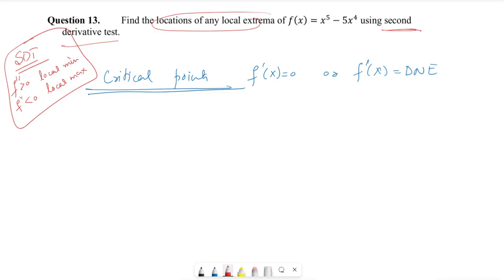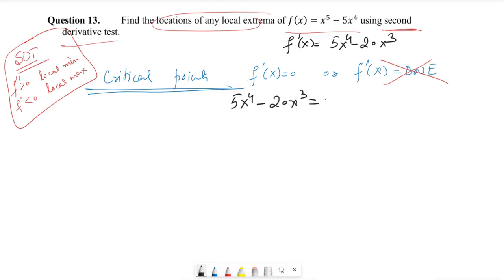So let's start. We have a function. Let's find the first derivative. 5x^4 minus 20x^3. This is a polynomial, exists everywhere, so you don't need to really worry about where it does not exist. First derivative equal to 0. So 5x^4 minus 20x^3 equal to 0.